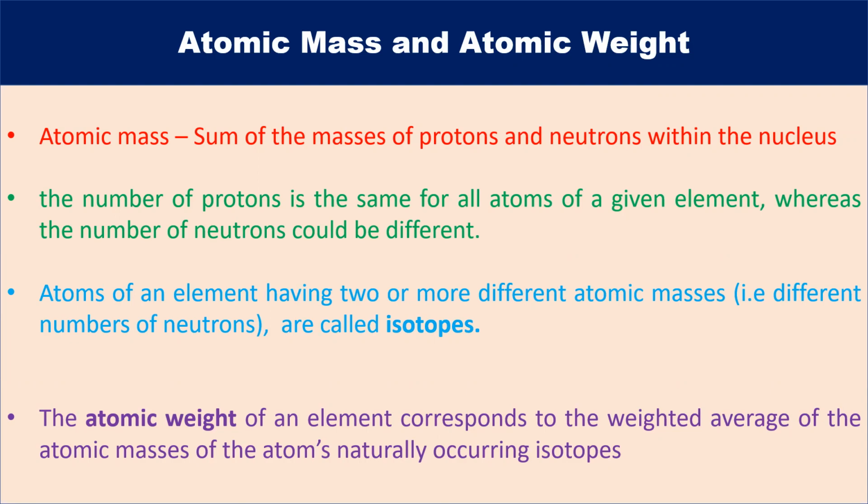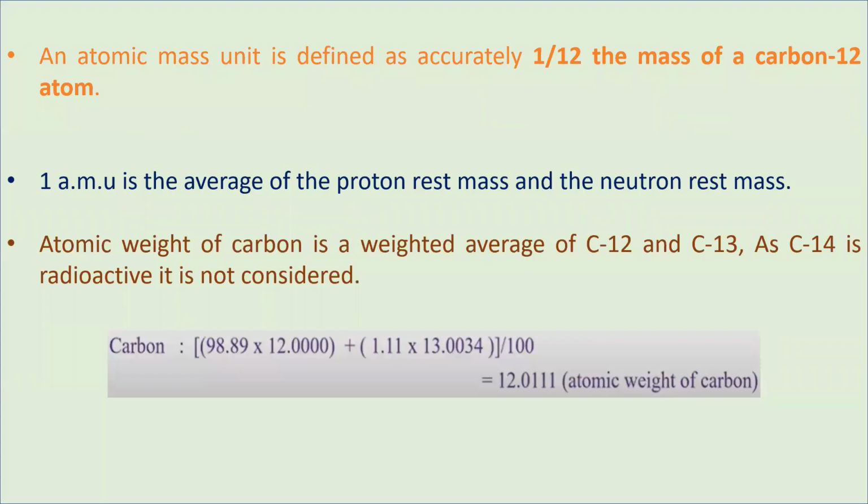So for example, if we take carbon, actually the atomic mass unit is defined as 1 by 12 the mass of a carbon 12 atom. So basically, when we measure weight on the atomic scale, we find the unit atomic mass unit, which is exactly equal to 1 by 12 the mass of a carbon 12 atom. Now, one atomic mass unit is the average of the proton rest mass and the neutron rest mass.